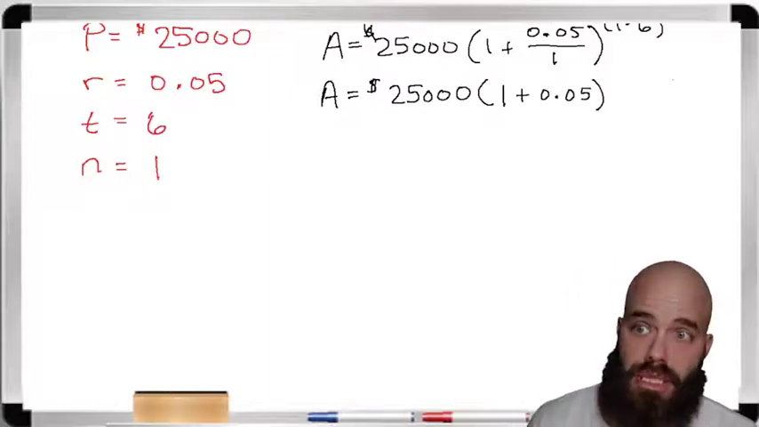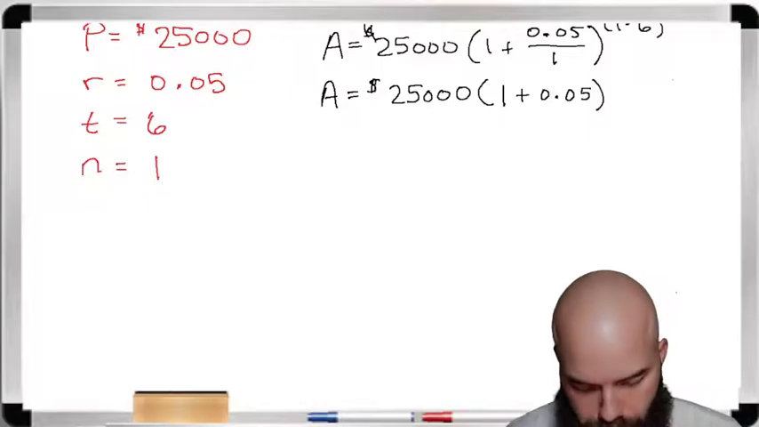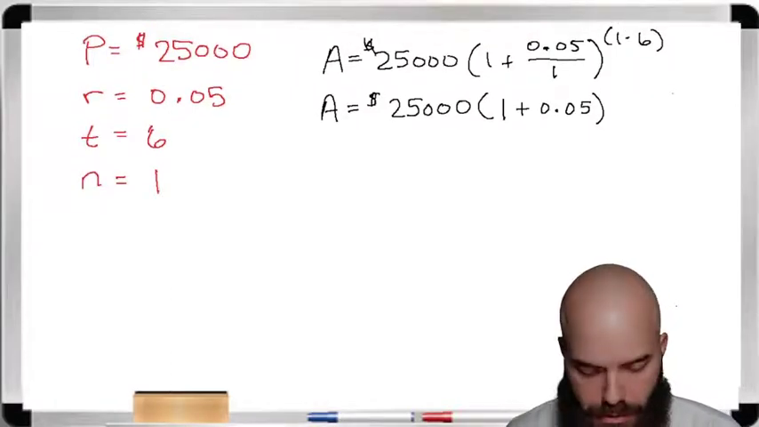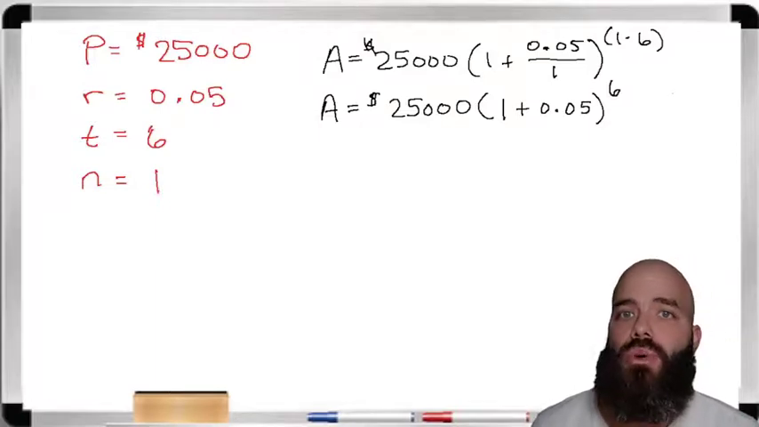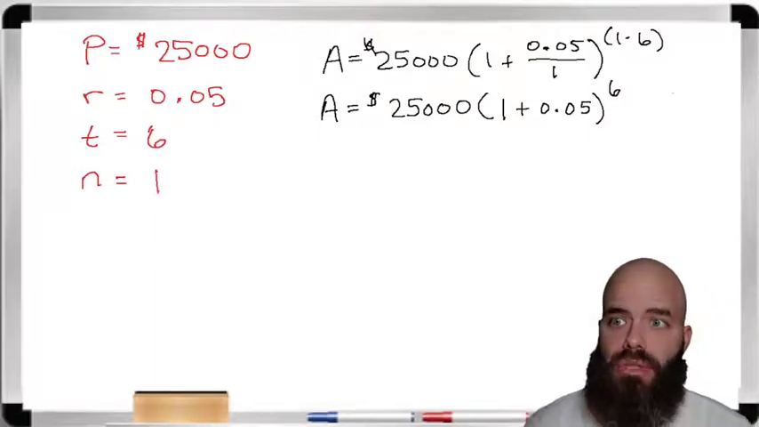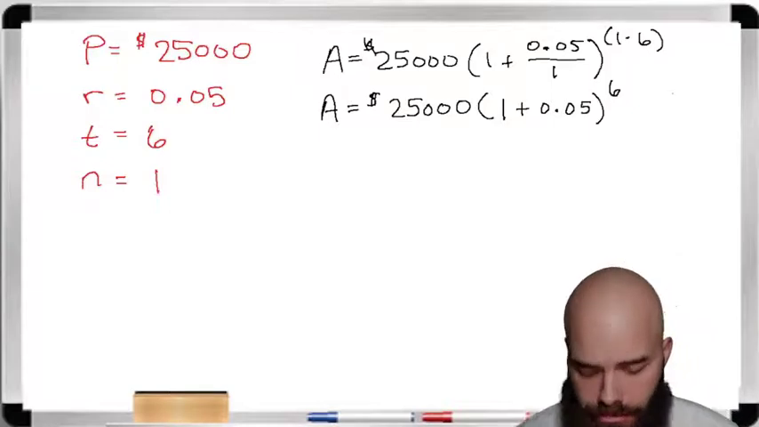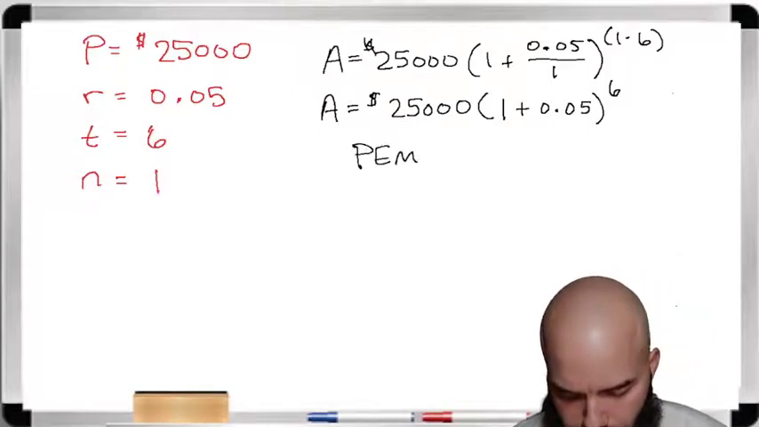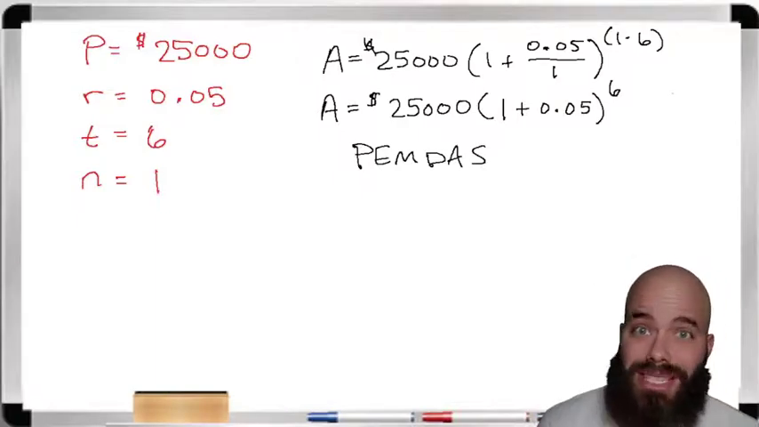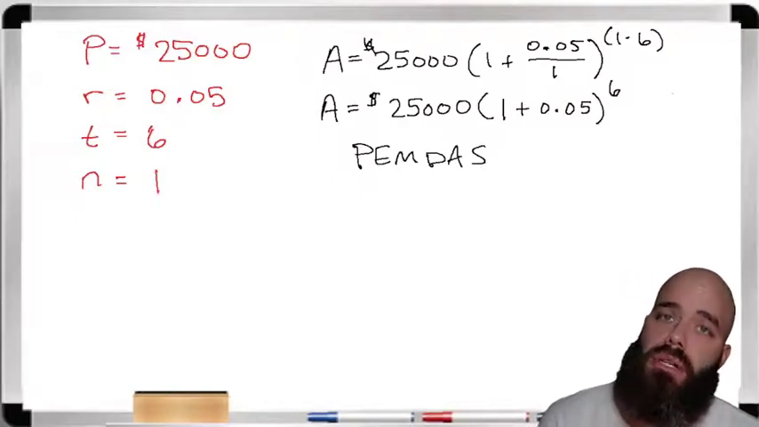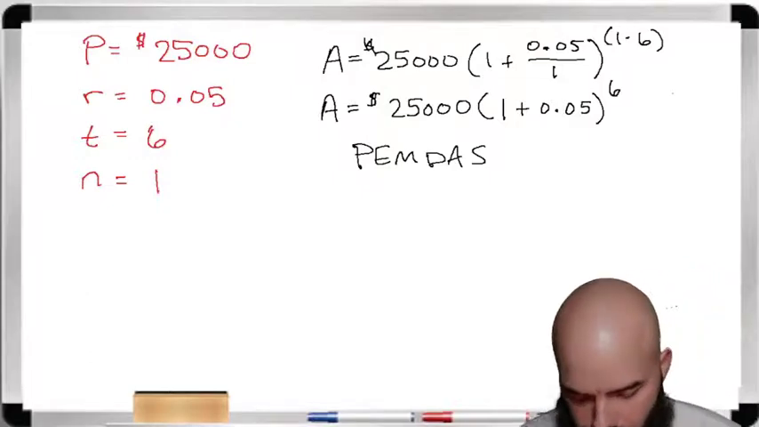Six times 1 is 6. Okay, now using my order of operations, PEMDAS, let's write down PEMDAS. Using PEMDAS, you have to take care of parentheses first. So inside my parentheses, I have 1 plus 0.05. Let's go ahead and take care of that.